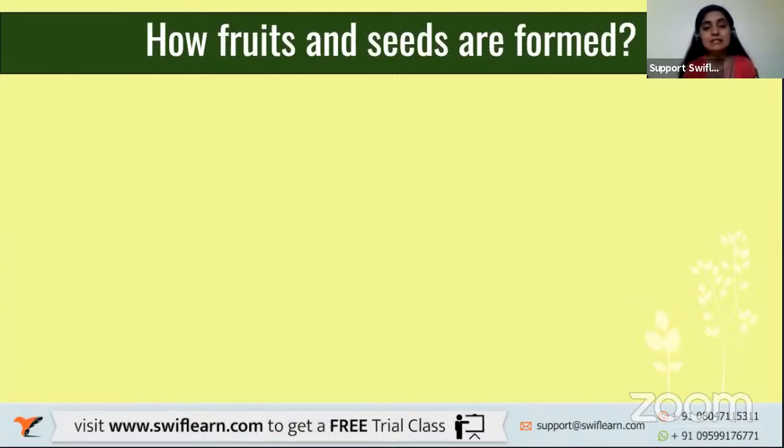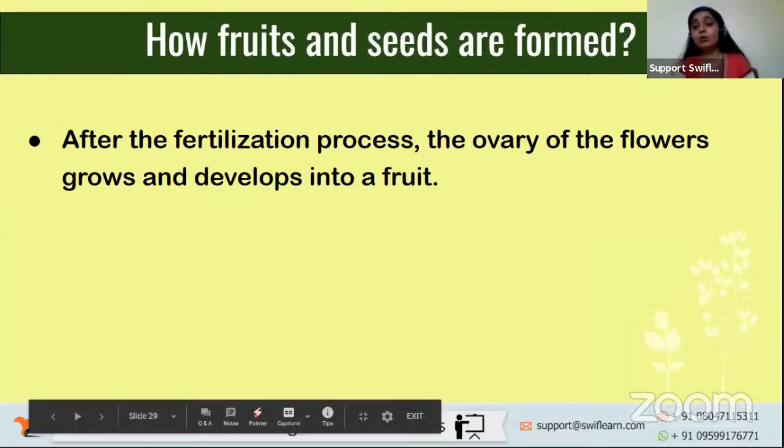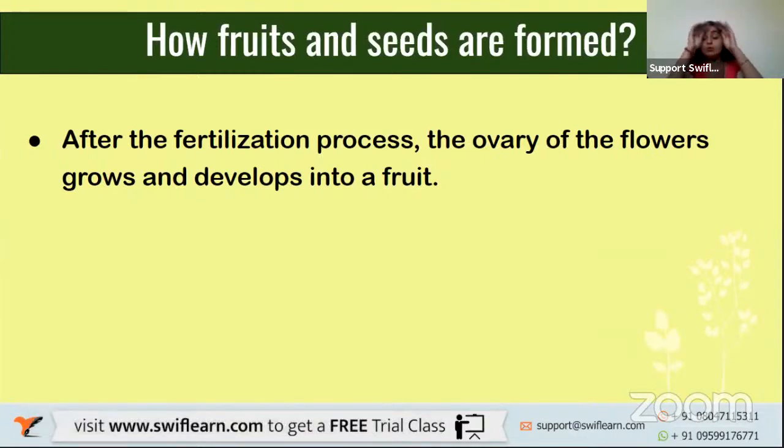Now, how are fruits and seeds formed exactly? How are fruits and seeds forming when the zygote, ovule and everything are coming into the process? How is this fruit formation happening? So after the fertilization has happened, the zygote has formed. Now, after the fertilization process, the ovary of the flower grows and develops into a fruit, right? We saw that it goes into the ovule or the ovum right below, that round part of the female reproductive part, right? It goes over there.